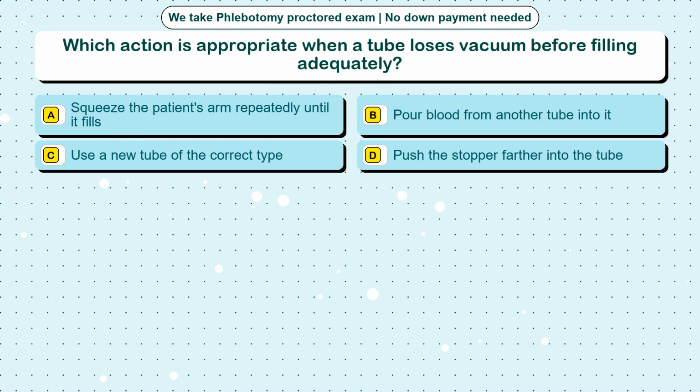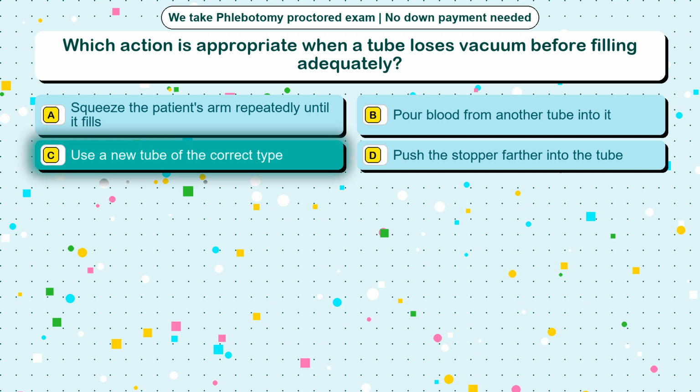Question 21. Which action is appropriate when a tube loses vacuum before filling adequately? Option A, squeeze the patient's arm repeatedly until it fills. Option B, pour blood from another tube into it. Option C, use a new tube of the correct type. Option D, push the stopper farther into the tube.